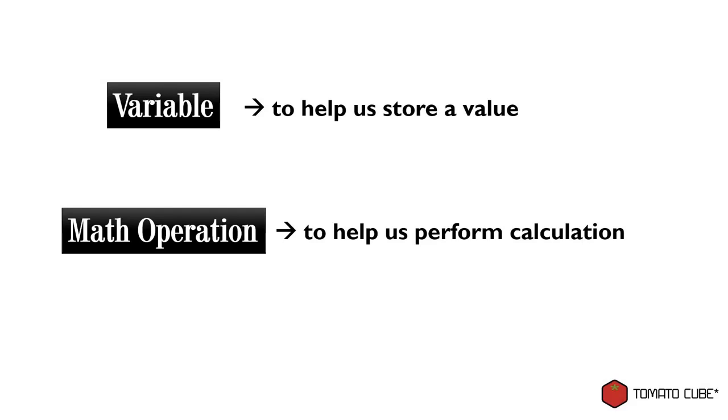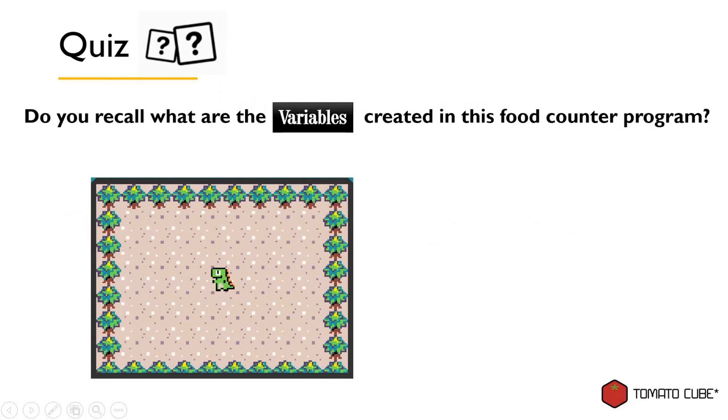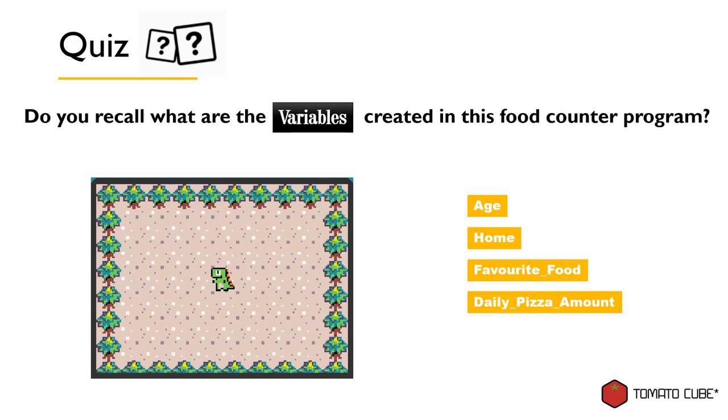Before we move on to the third programming concept, let's do a quick quiz. Do you recall what are the variables created in this food counter program earlier on? Yes, we have an age variable, and then we also have a home variable to store where the Dino lives, and we have a favorite food variable, and lastly we have the daily pizza amount to tell us how many pizzas Dino eats every day.